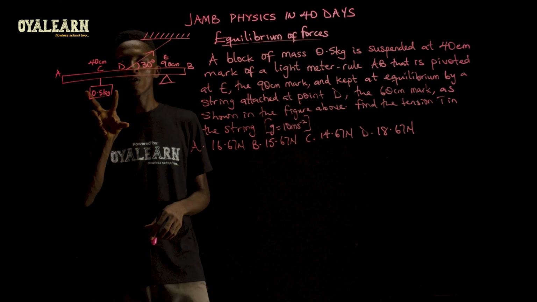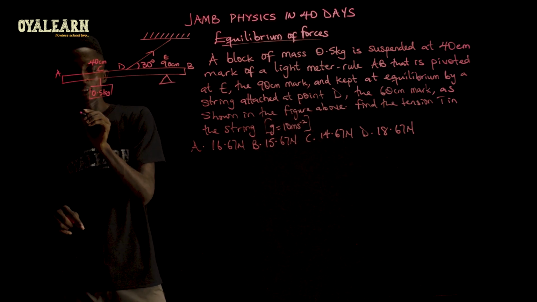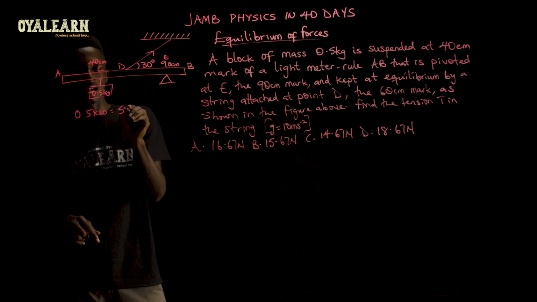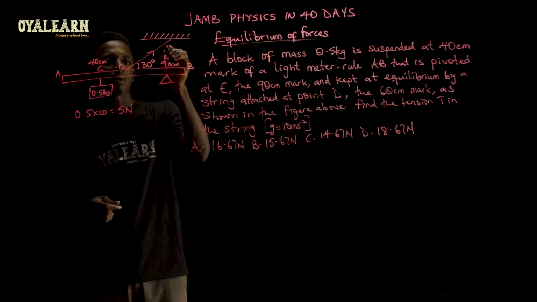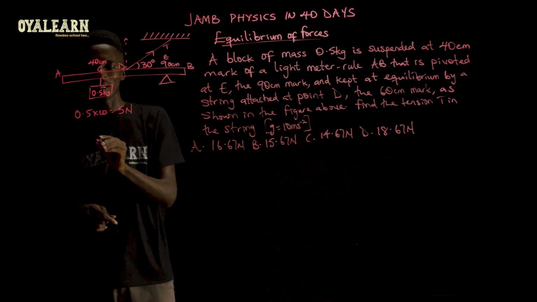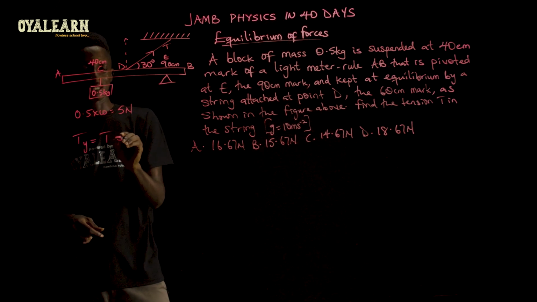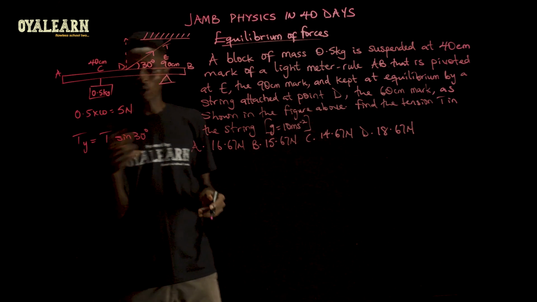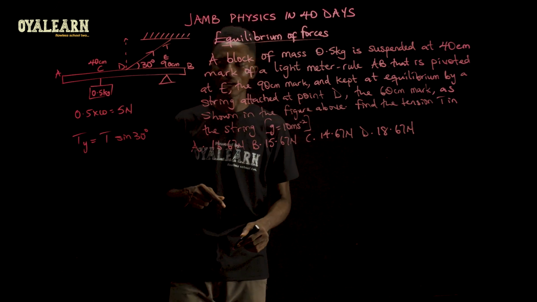So we have to convert this mass into a force. This would be 0.5 times 10 to give us 5 Newtons. And at this point here we have tension T. To get the vertical component, that is T_y, would be T sine 30 degrees. Applying this now, let's look at clockwise movement and anti-clockwise movement.